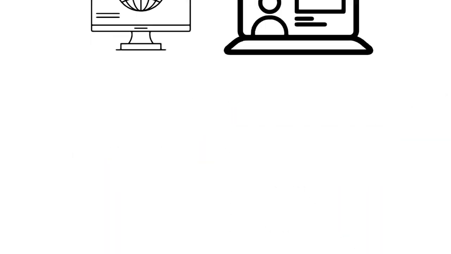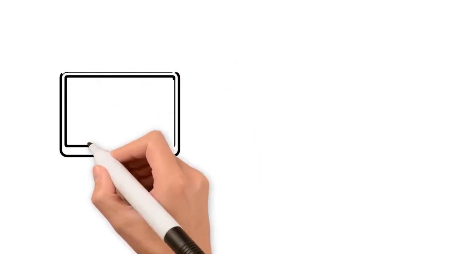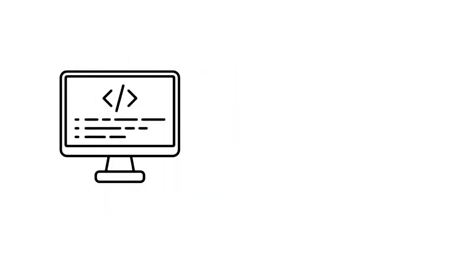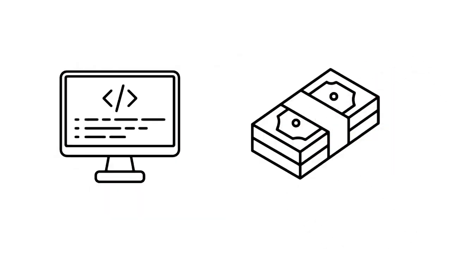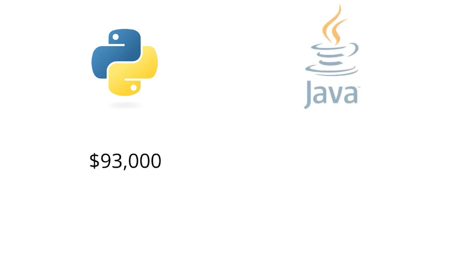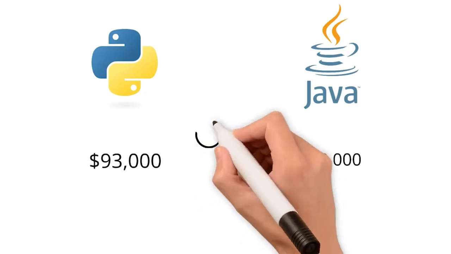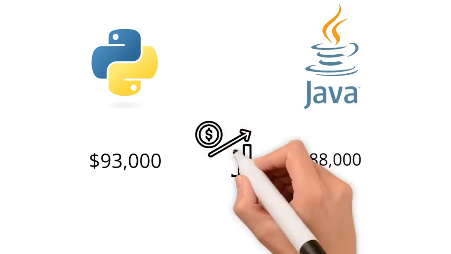Many people enter the programming field with plans to earn a living in the future, so it's worth considering which programming language offers higher earning potential. According to Glassdoor.com, the average salary for a Python developer is approximately $93,000 per year, while a Java developer earns an average of $88,000 per year. This makes Python slightly more lucrative, but the difference is not particularly significant.